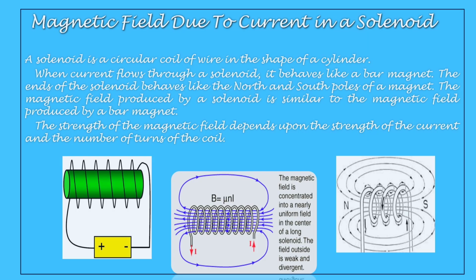Magnetic field due to current in a solenoid. A solenoid is a circular coil of wire in the shape of a cylinder. When current flows through this solenoid, it behaves like a bar magnet. The ends of the solenoid behave like the north and south poles of a magnet. The magnetic field produced by the solenoid is similar to that of a bar magnet. The strength depends upon the current flowing through it and the number of turns of coil in it.